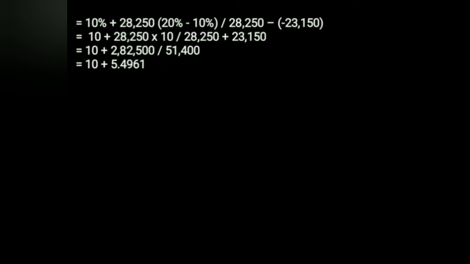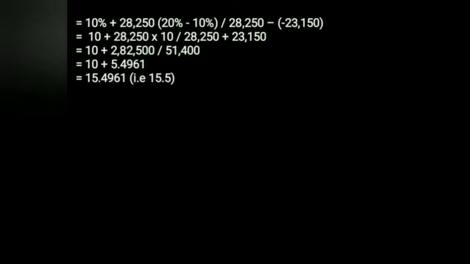And here, by dividing 2,82,500 with 51,400, we are getting 5.4961. By adding 10%, we have the final value 15.4961, that is 15.5%. Here we got the IRR value. The IRR value will be 15.5.